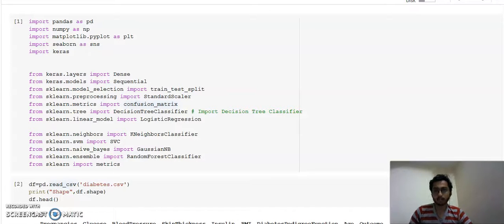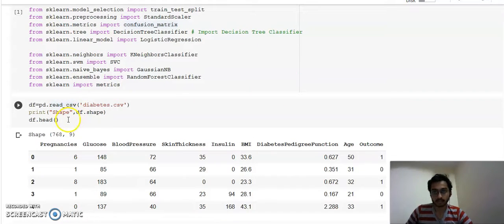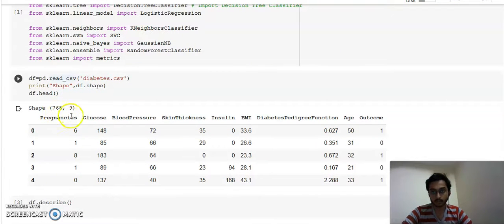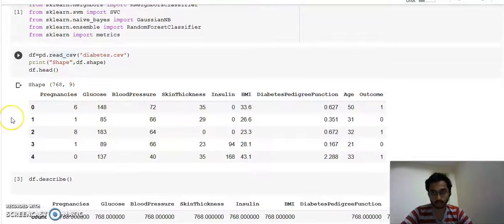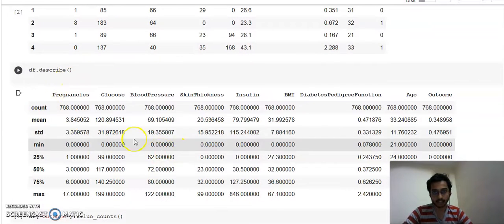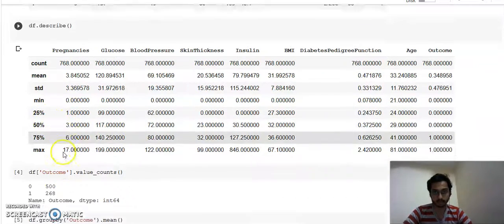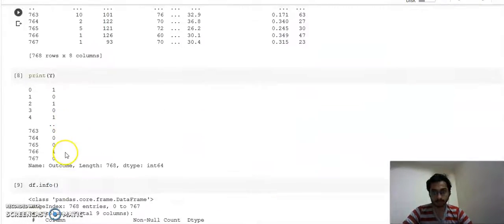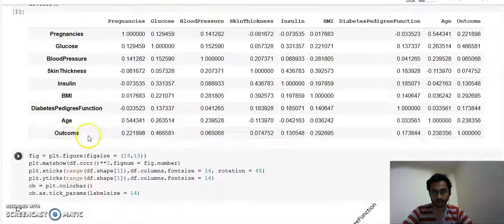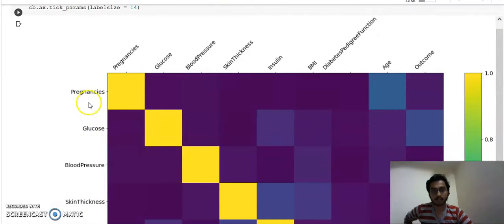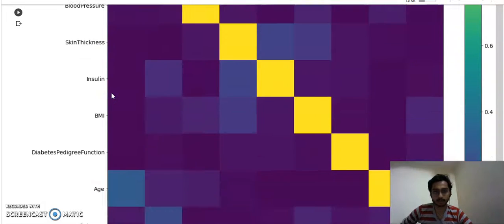Now looking into the code, first I've imported pandas, numpy, matplotlib, seaborn and keras as shown here. Then the diabetes.csv file is taken in. It is having 768 rows and 9 columns as it is represented over here. This describe function describes it with count, mean, std, minimum and different percentages as shown. These are all the initial representations. This is the visualization of our data set. This is the correlation matrix that we have talked about.